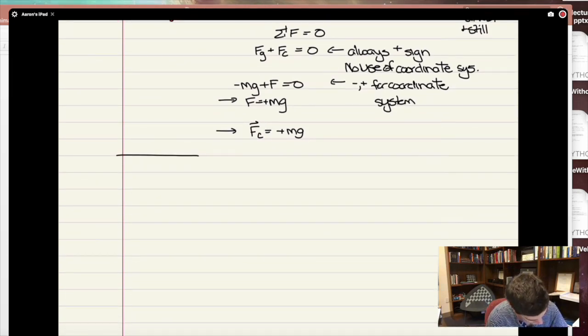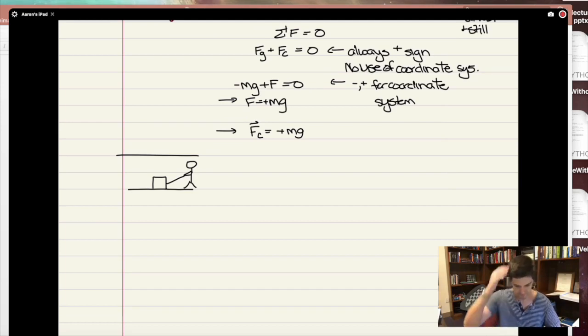Consider a box that rests on the ground. And I attach a rope to the box and I'm pulling on the box with some force that I'm exerting through the rope. So you're pulling on box via rope.